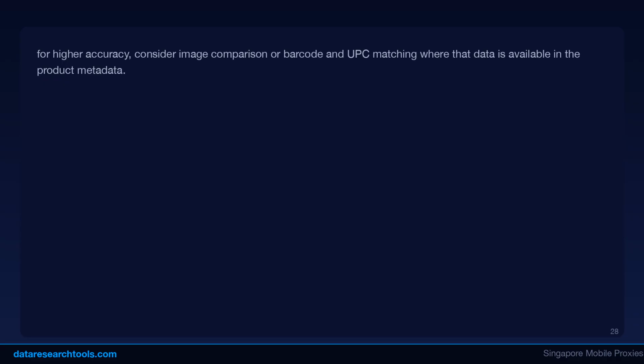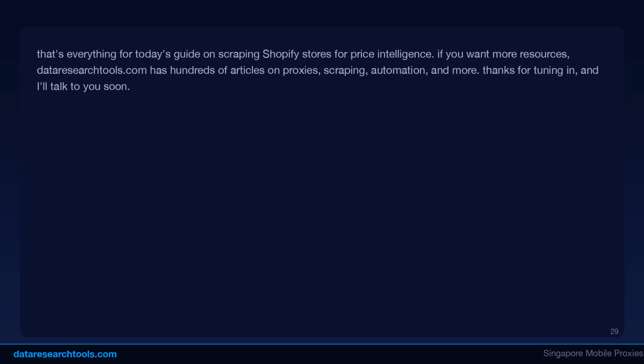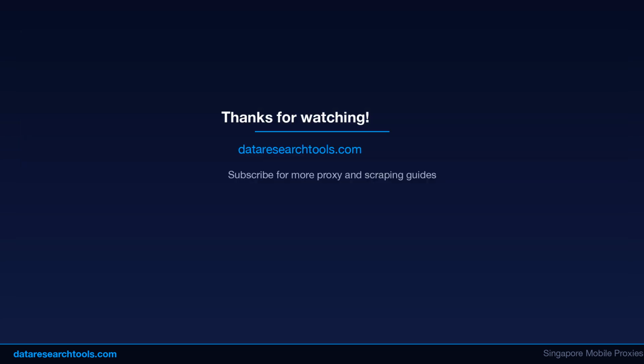Product matching across different Shopify stores is one of the harder parts of price intelligence. Start with SKU matching, since the SKU often matches or is very similar when two stores sell the same product. When SKUs do not match, use a combination of product title similarity, brand or vendor name, and product attributes. For higher accuracy, consider image comparison or barcode and UPC matching where that data is available in the product metadata.